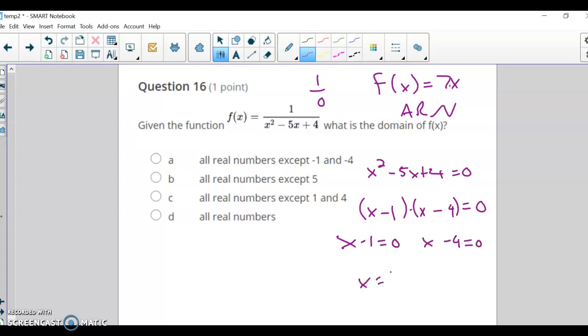Okay, and so your answers are x equals 1, x equals 4. Okay, so our domain is everything except those numbers. So it's all real numbers except that, because those numbers make a 0 in the denominator, and then we have a divide by 0 error.